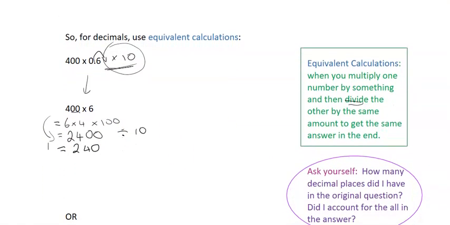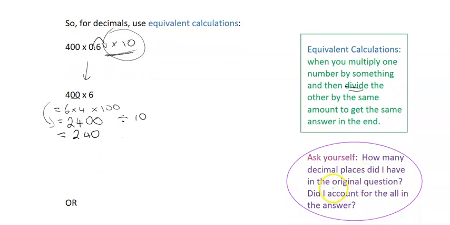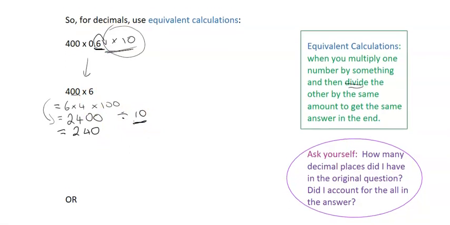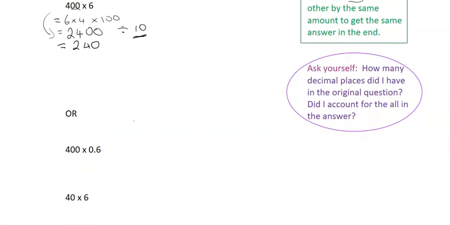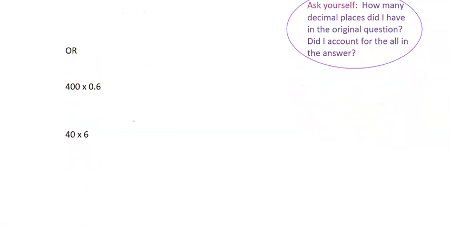And you can ask yourself, how many decimal places did I have in the original question, and did I account for them all? So I only got rid of one initially, and then yes, I got rid of it in the end, okay?